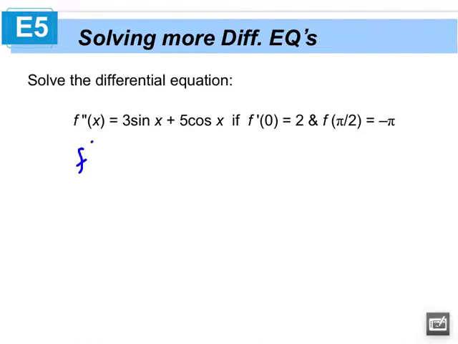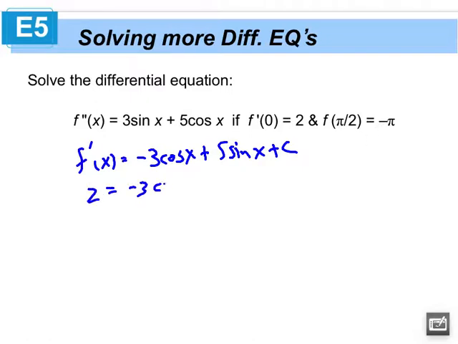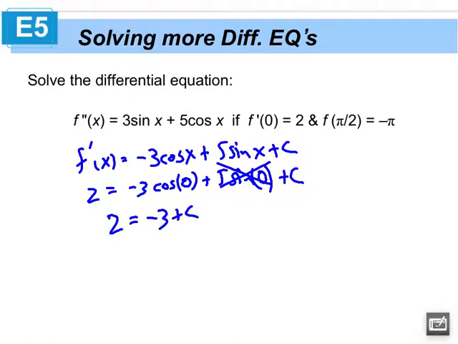F prime of x is, you said, negative 3 cosine x plus 5 sine x plus c. Plugged in 0 for x, set it equal to 2. So 2 is equal to negative 3 cosine of 0 plus 5 times the sine of 0 plus c. What's cosine of 0? 1. What's the sine of 0? 0. This goes away. So 2 equals negative 3 plus c, c equals 5. I'm with you, Casey.